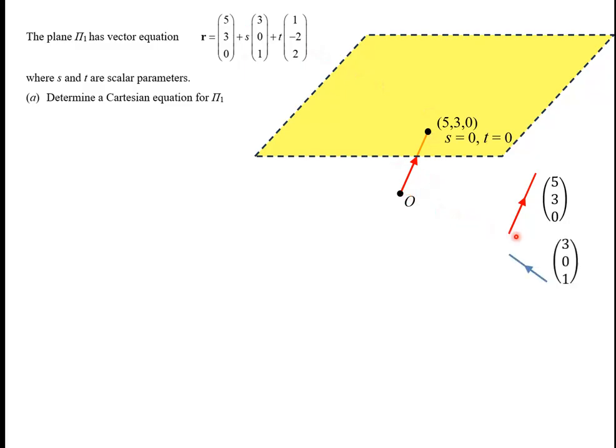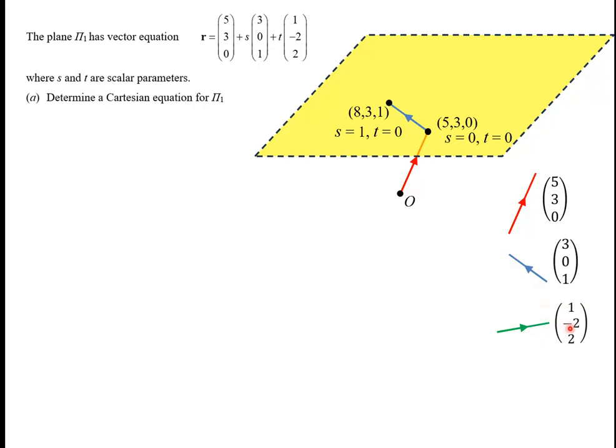And if I draw the 3, 0, 1 vector like this, this is taking me along the plane, and that'll take me to the point 8, 3, 1, because I've added 3, 0, 1 onto 5, 3, 0, and that's the point where s is equal to 1 and t is equal to 0.